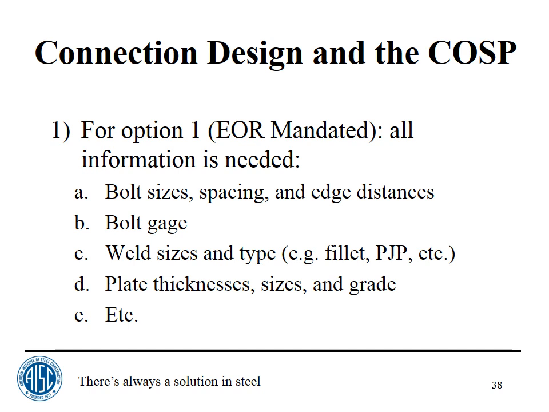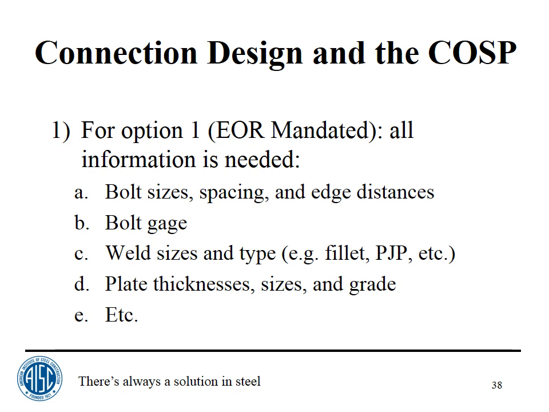For option one, engineer mandated, all information is needed. You, engineer of record, need to specify the bolt sizes, the spacing of the bolts, the edge distances, the bolt gauge, cross centers, pitch, weld sizes and type. Is it a fillet? Is it a PJP? You can't just show a weld symbol and not give a size.